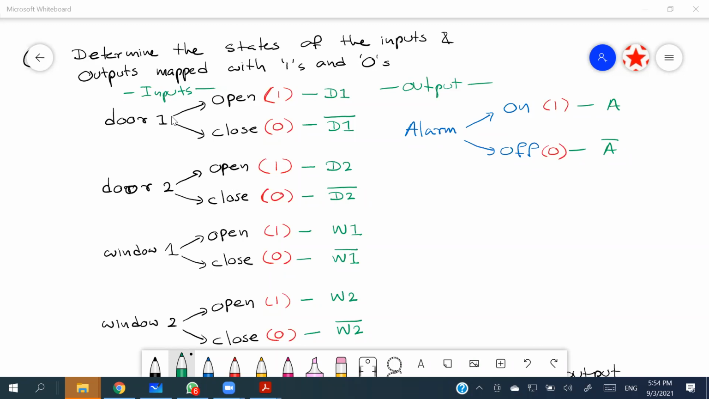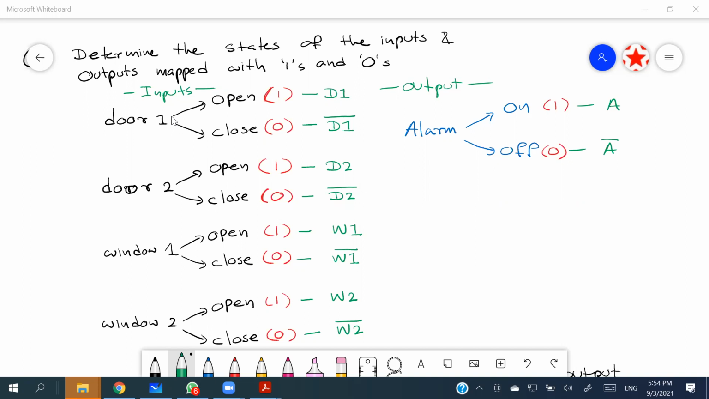When it comes to D2, 1 is indicated by D2 and 0 is indicated by D2 bar. For window 1, W1 indicates 1 and W1 bar indicates 0. In the same way, W2 indicates 1 and W2 bar indicates 0, right? And we took capital A to indicate the alarm. A will indicate the on state of the alarm, which is 1, and the off state is indicated by 0, which corresponds to A bar, right?